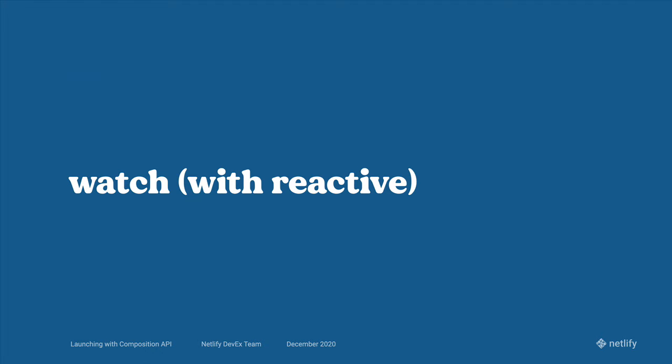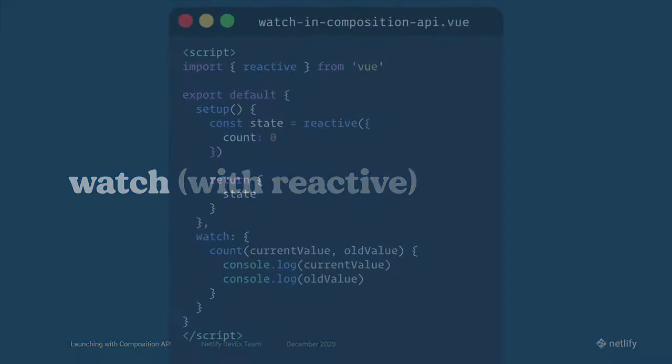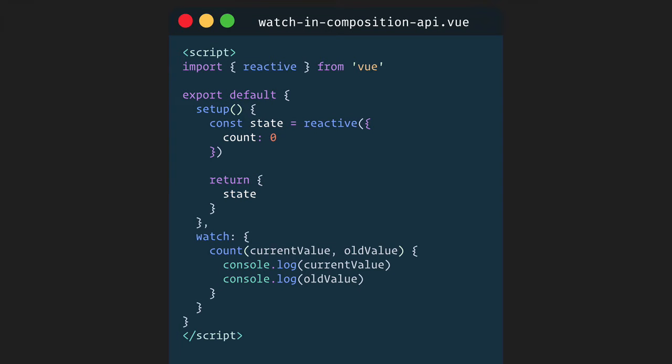So now, let's talk about how to watch data in the composition API, and we'll start with the reactive helper method. We're back in our counter example, and you can see that I've defined a watch option on the bottom, where it's watching the count and logging the current and the old value. So how do we do this inside of the composition API?